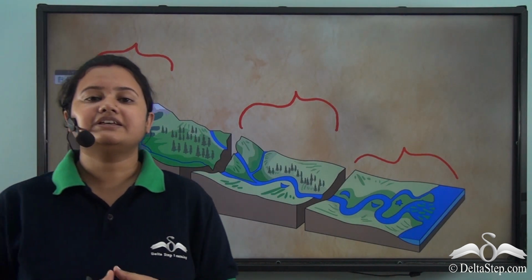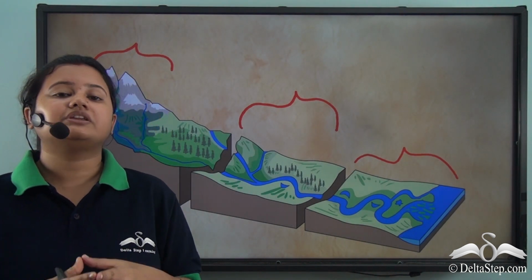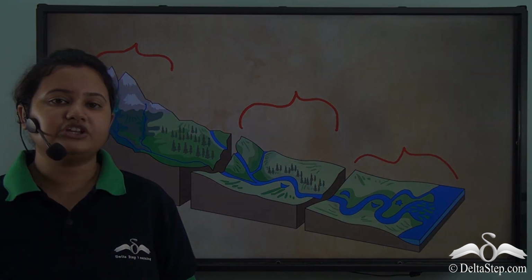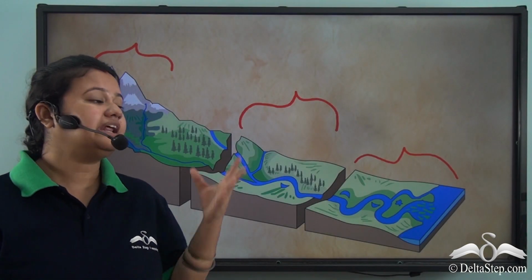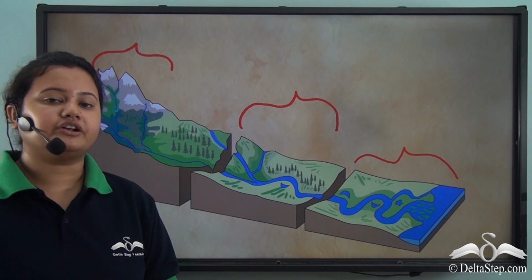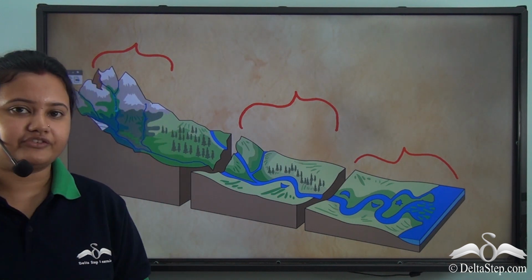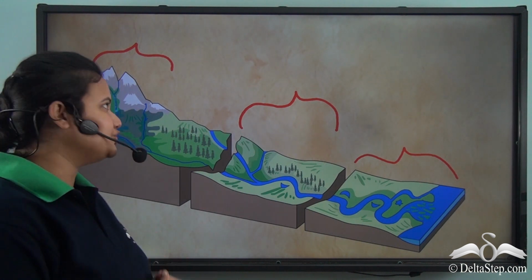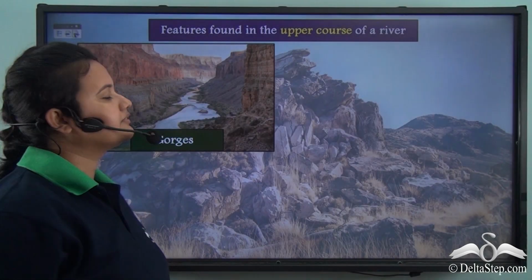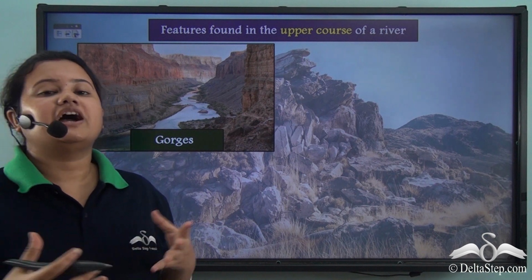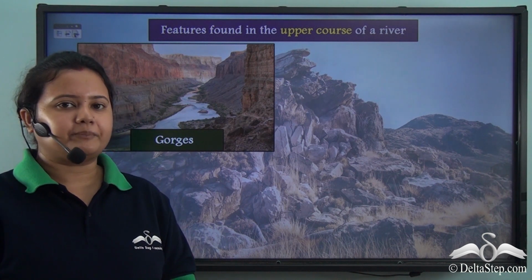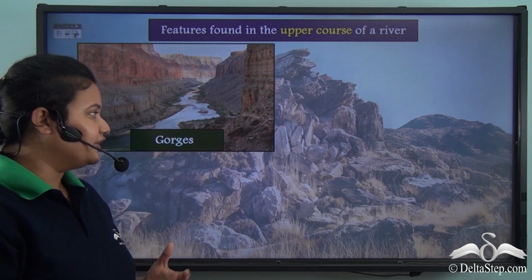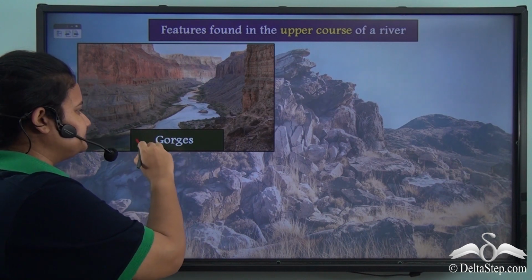So today in this video, we will read about the type of landform or feature that is formed by a river in different stages. Initially, we will start our journey from the upper course of a river. So let us go back to the mountains where a river originates. So now we are in the upper course of a river. And what do we find? Here we find a gorge.